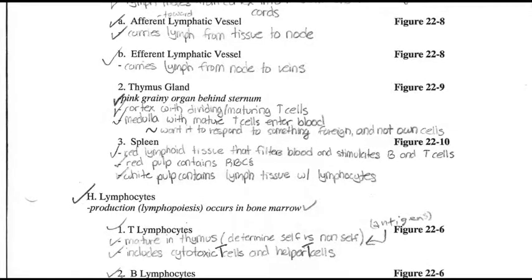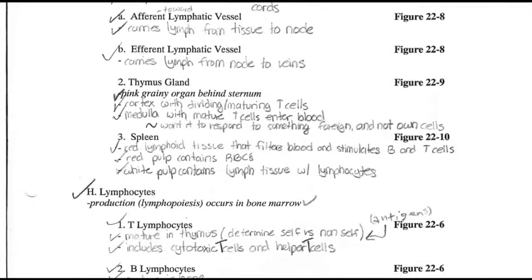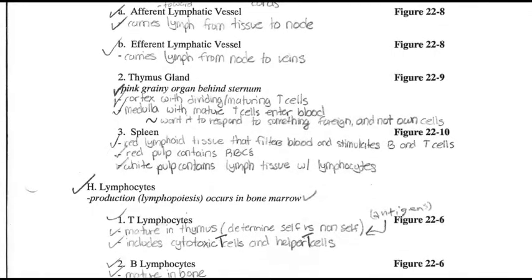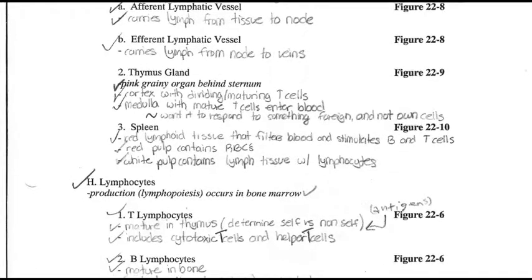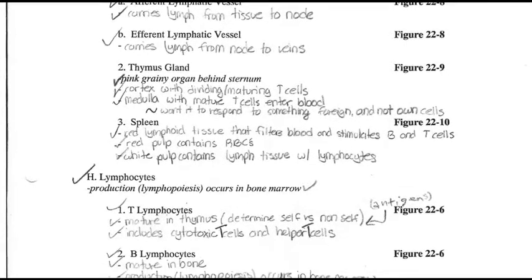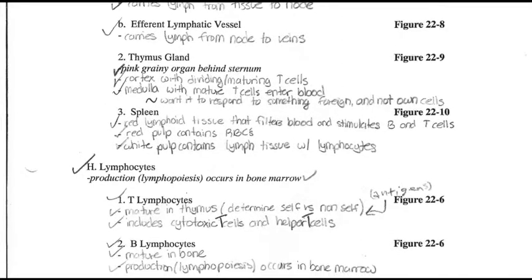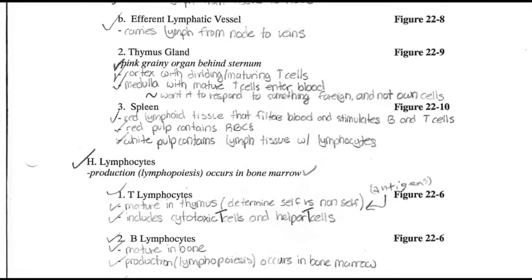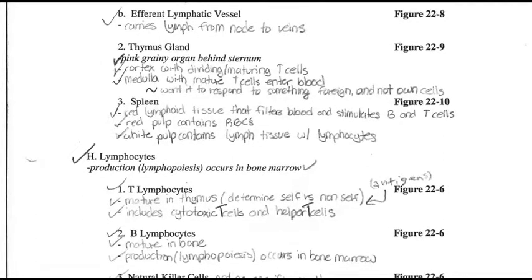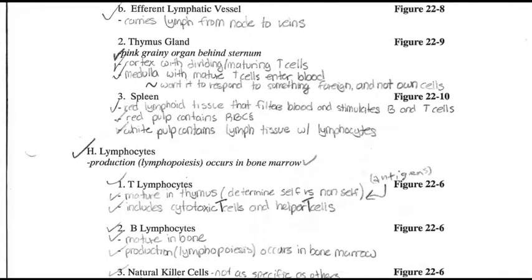Spleen. This is red lymphoid tissue that filters blood and stimulates B and T cells. Within the red pulp of the spleen are red blood cells. Within the white pulp of the spleen is lymph tissue with lymphocytes.